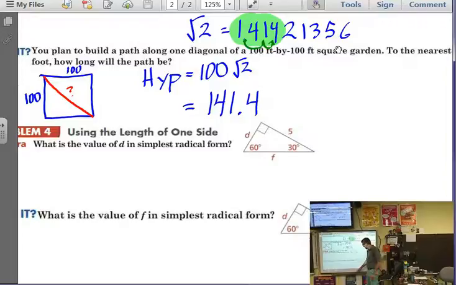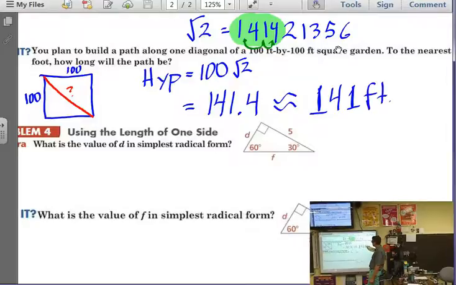So this rounded to the nearest foot is really 141 feet. Off by a foot, man. 12 inches. I got that, but you didn't let me use a calculator. But if I know this value, multiplication by 100. So that's what I was saying.